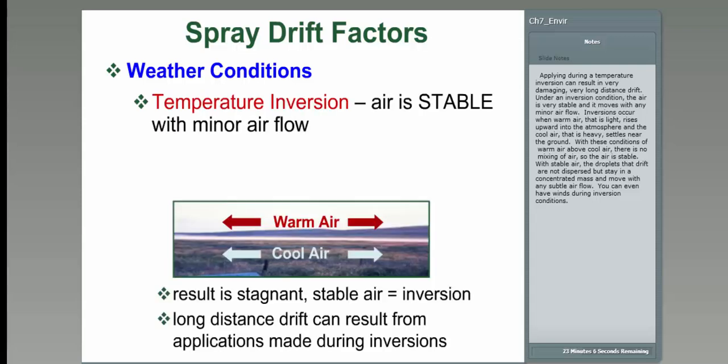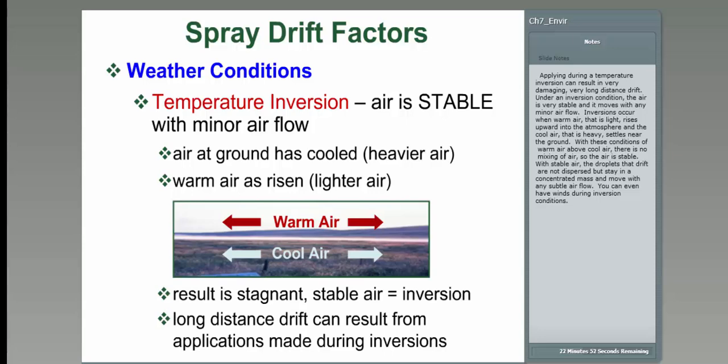Applying during a temperature inversion can result in very damaging, very long distance drift. Under an inversion condition, the air is very stable and it moves with any minor airflow. Inversions occur when warm air, that is light, rises upward into the atmosphere and the cool air, that is heavy, settles near the ground. With these conditions of warm air above cool air, there is no mixing of air, so the air is stable. With stable air, the droplets that drift are not dispersed, but stay in a concentrated mass and move with any subtle airflow. You can even have winds during inversion conditions.